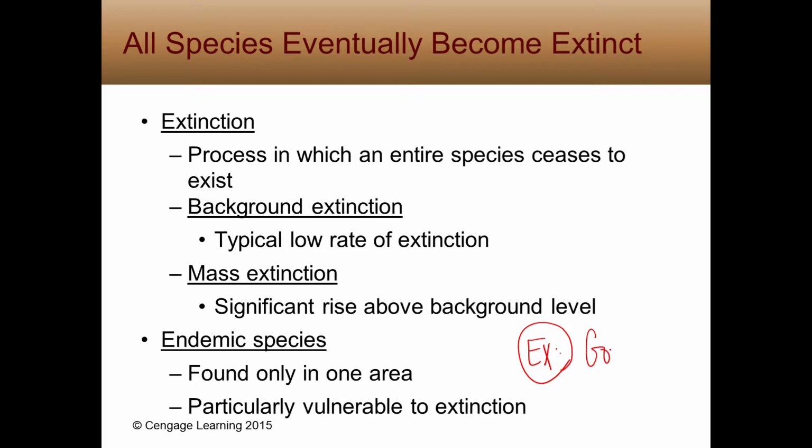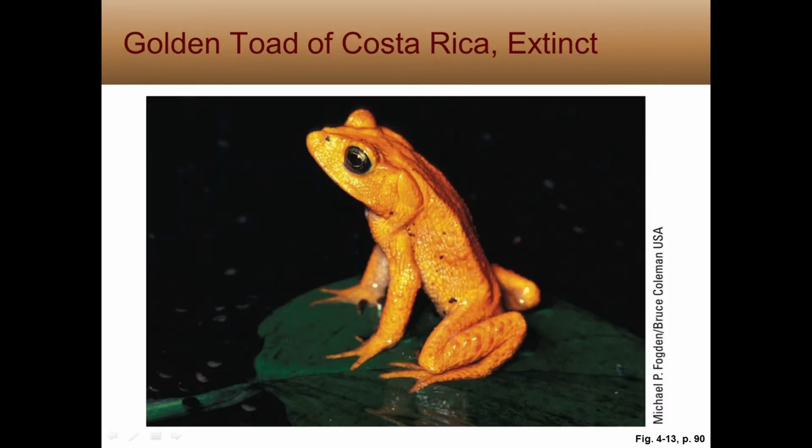The example that I want you to write down is the golden, that's a D, toad. The golden toad. I'm going to tell you the story when I show you the picture. There he is.